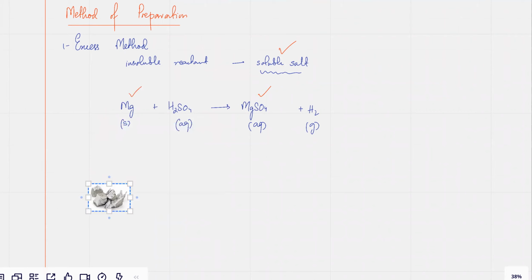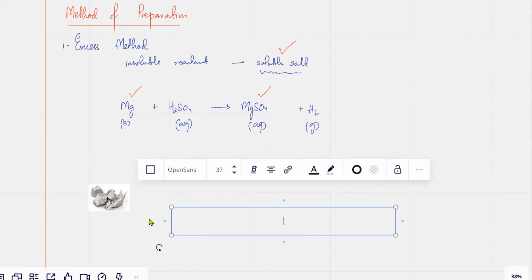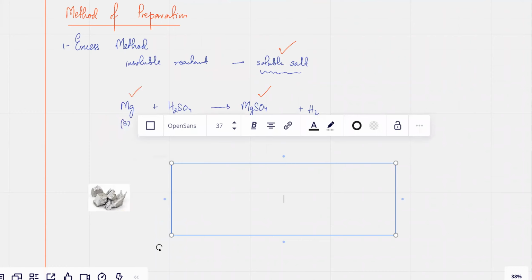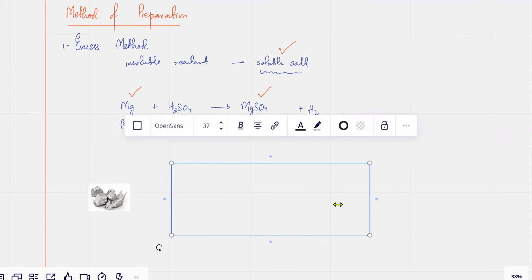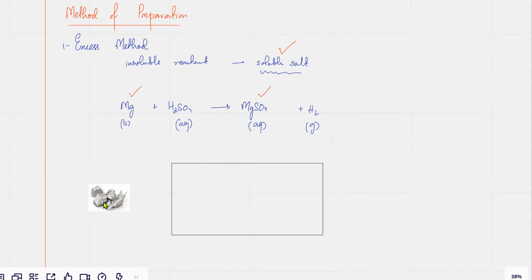I'm going to take a beaker, and I'm going to put this piece of magnesium inside that beaker, right? So magnesium is one of my reactants. The two things are going to be reacted. So that's number one. Magnesium is one of my reactants.